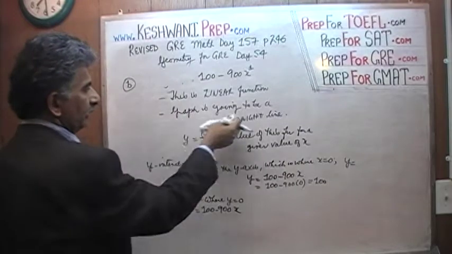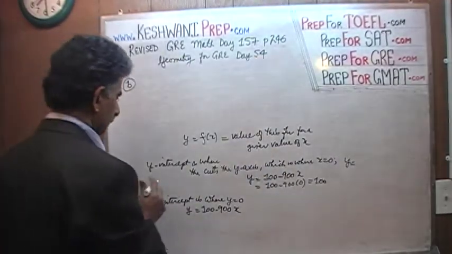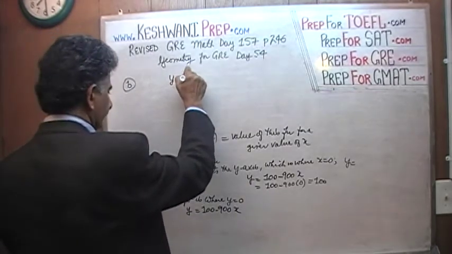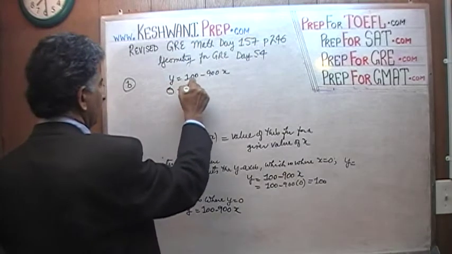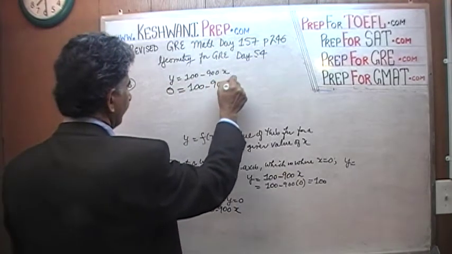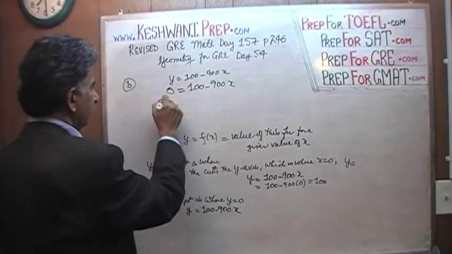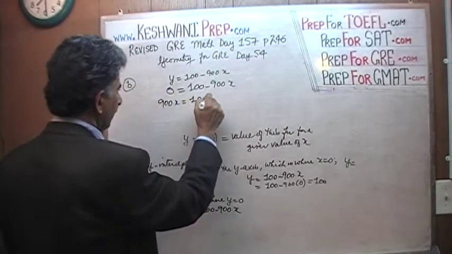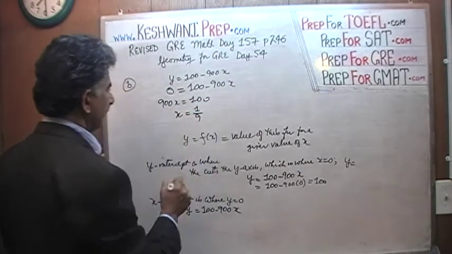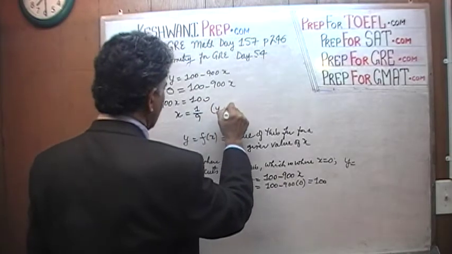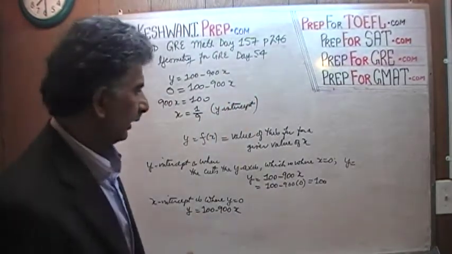It's a linear function. The graph is going to be a straight line. Y equals 100 minus 900x. We plug in y equal to 0 and we solve for x. Bring the 900x to this side by adding 900x to both sides. 900x equals 100. Divide both sides by 900 and you find that x equals 1 over 9. That is your x-intercept. Let's plot it, shall we?